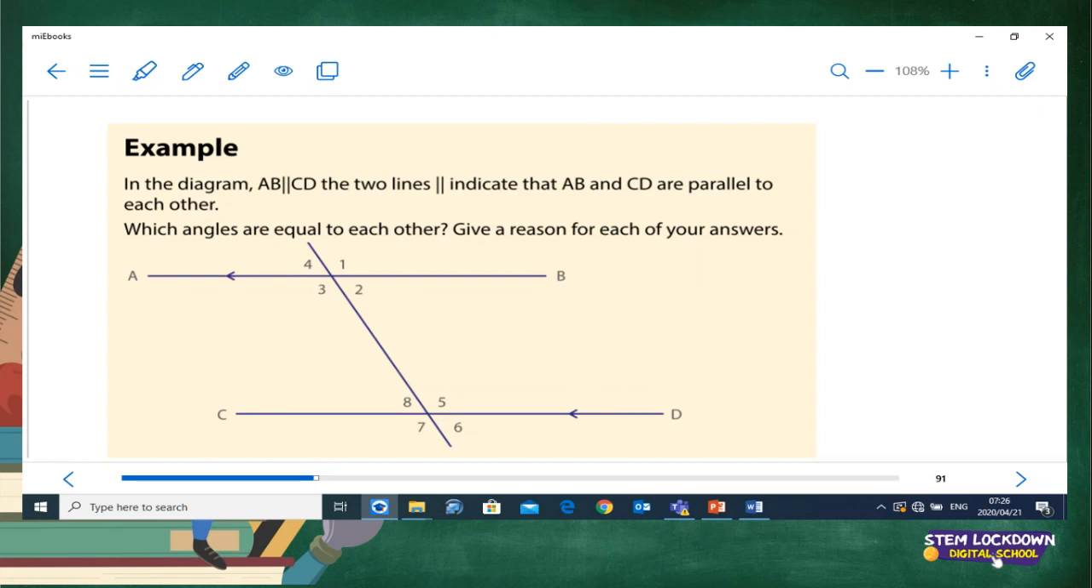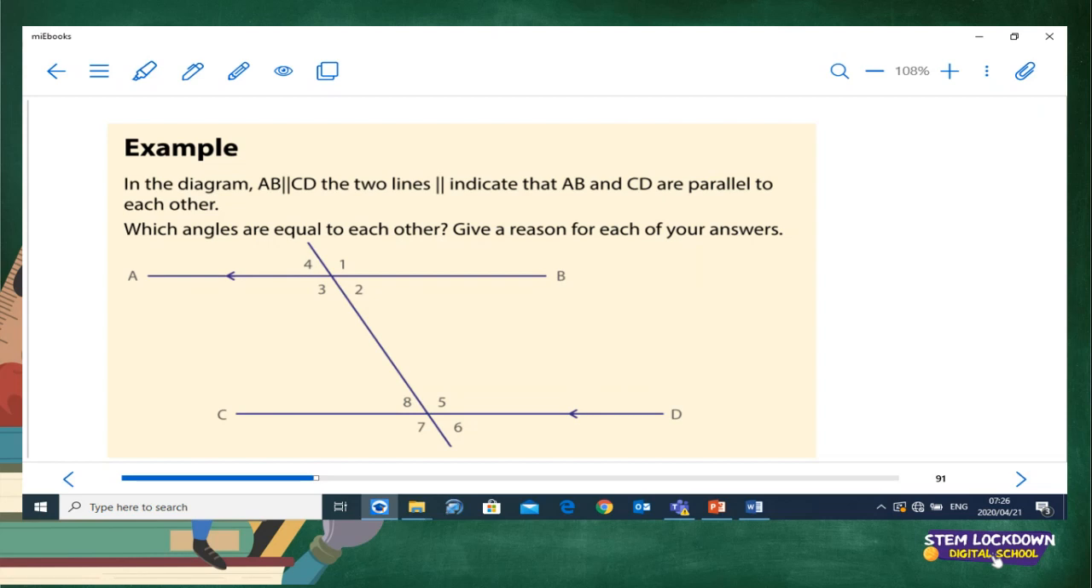What does this mean? This means that if you add angle 1 and angle 4, you will definitely get 180 degrees. So that is one aspect. And the two are not equal. Remember, 1 and 4 can be equal, but if you add them together, they will give you 180 degrees.